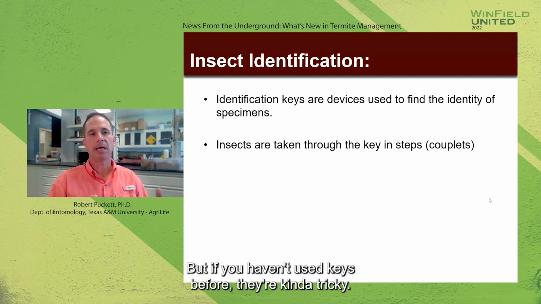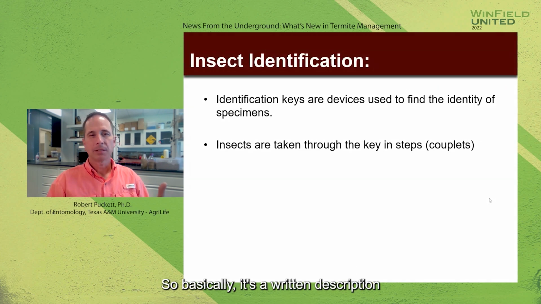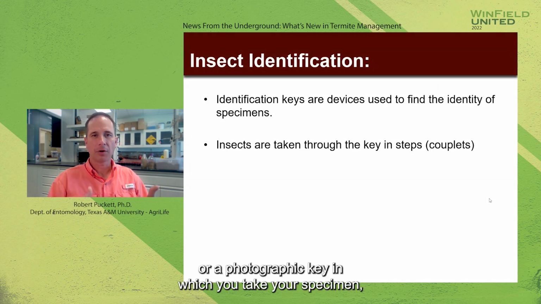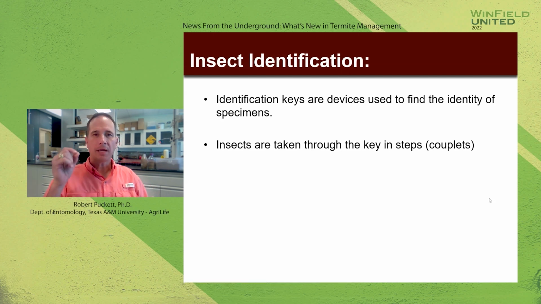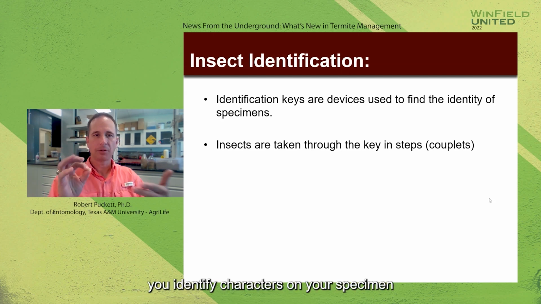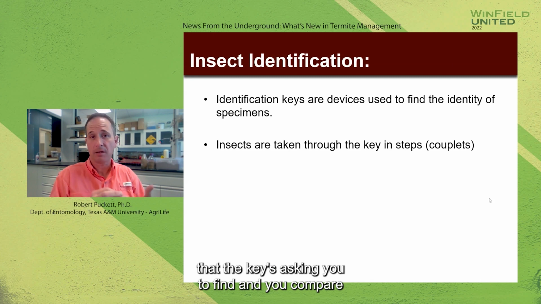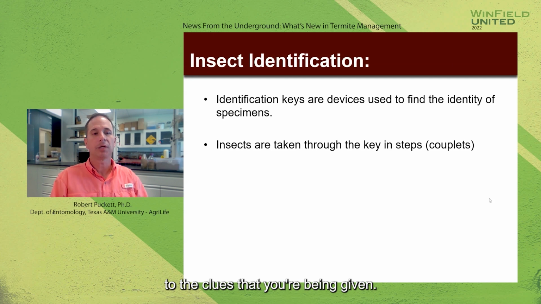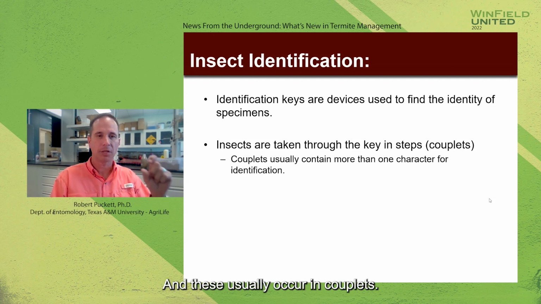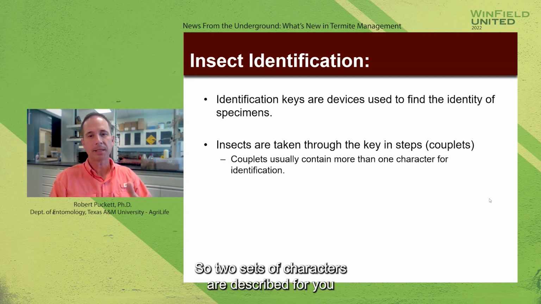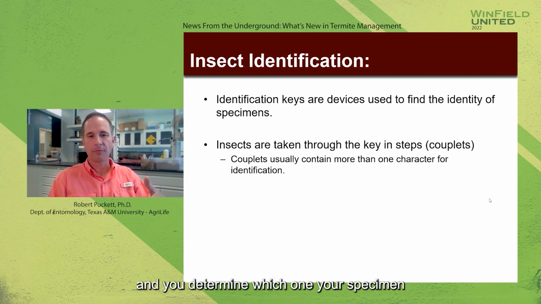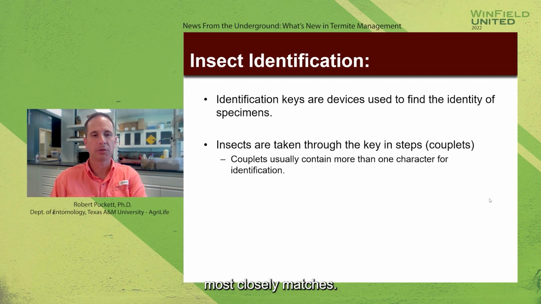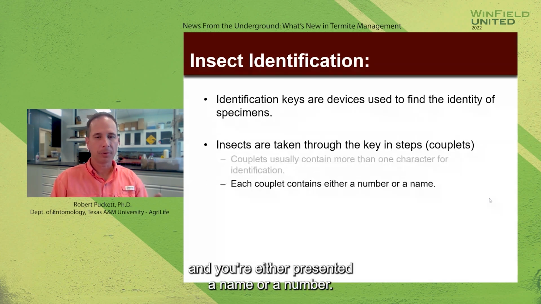But if you haven't used keys before, they're kind of tricky. Basically it's a written description or a photographic key in which you take your specimen, identify characters on it that the key is asking you to find, and compare the characters on your specimen to the clues you're being given. These usually occur in couplets. Two sets of characters are described, and you determine which one your specimen most closely matches. At the end of that couplet, you're presented with either a name or a number.